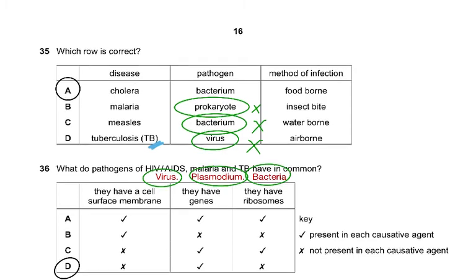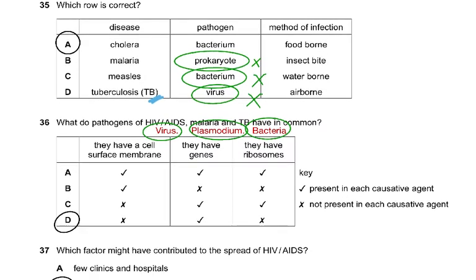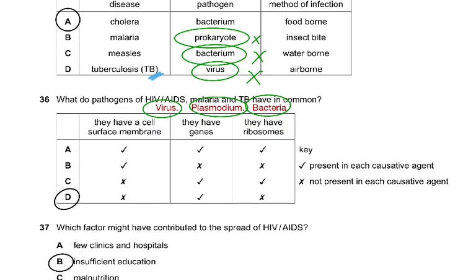Then coming to question 36. What do pathogens of HIV/AIDS, malaria, and TB have in common? Now, AIDS is caused by a virus, malaria is caused by Plasmodium, and TB is caused by a bacteria. I've written that in red for you all to remember and revise. The answer is they have... it says not present. Now, what were the ticks and the crosses? The ticks and the crosses were for what was not present in each causative agent.